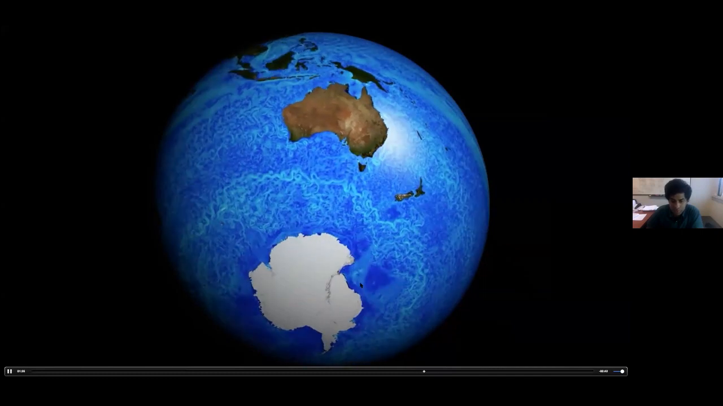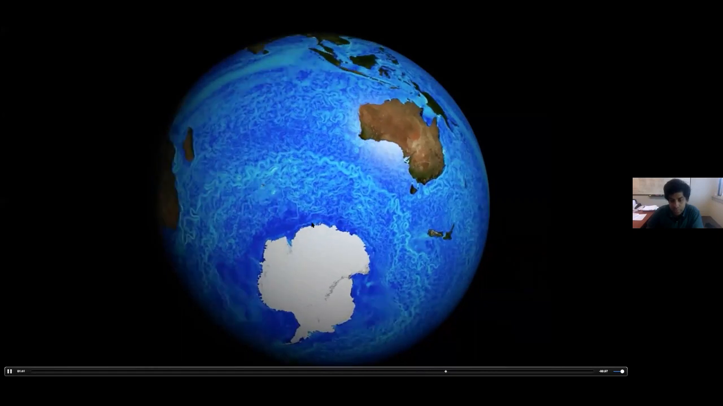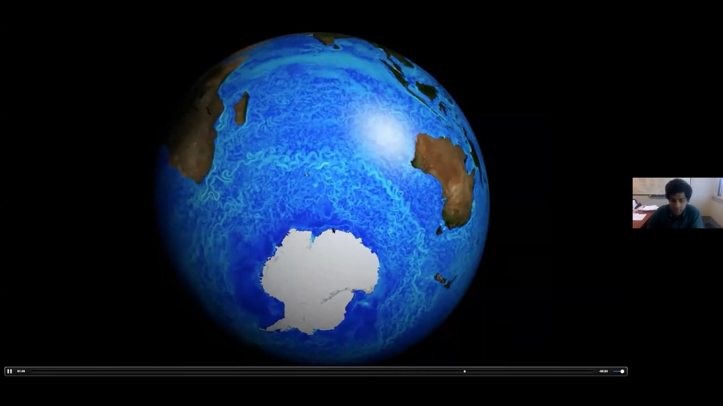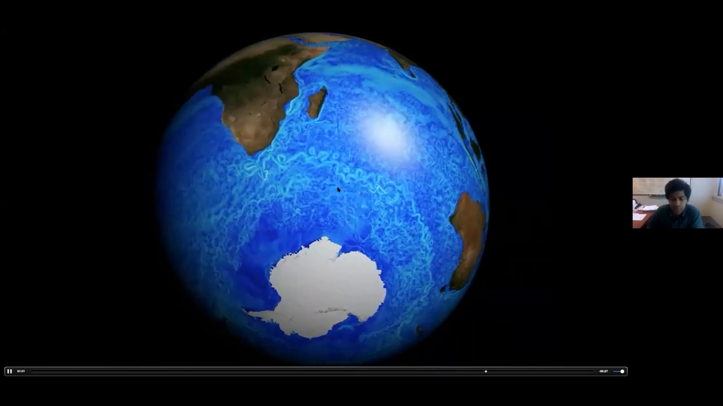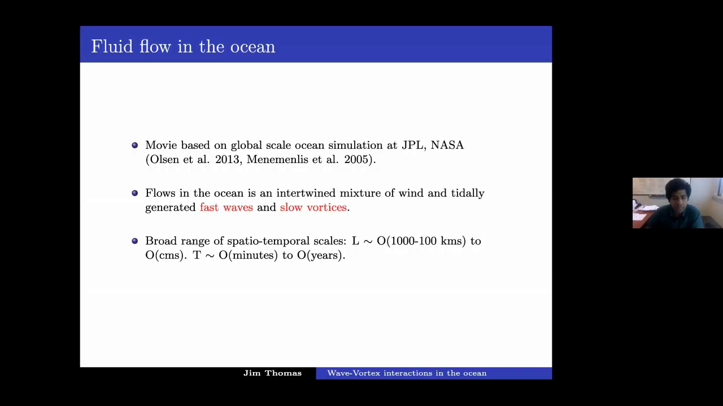Near the coast, near the continental shelves, you can see the wave activity is more. So these are regions where tides break and generate more higher harmonics of internal gravity waves. So that's why there's a lot of wave activity near the coast. And so this is how the ocean looks. It's a mixture of these waves and vortices. This movie was based on a simulation that was run at NASA JPL. The data sets are available online for everything that went into the movie. And the point was to show that the real ocean is basically a mixture of these fast waves and slowly evolving vortices. The flow is very convoluted.